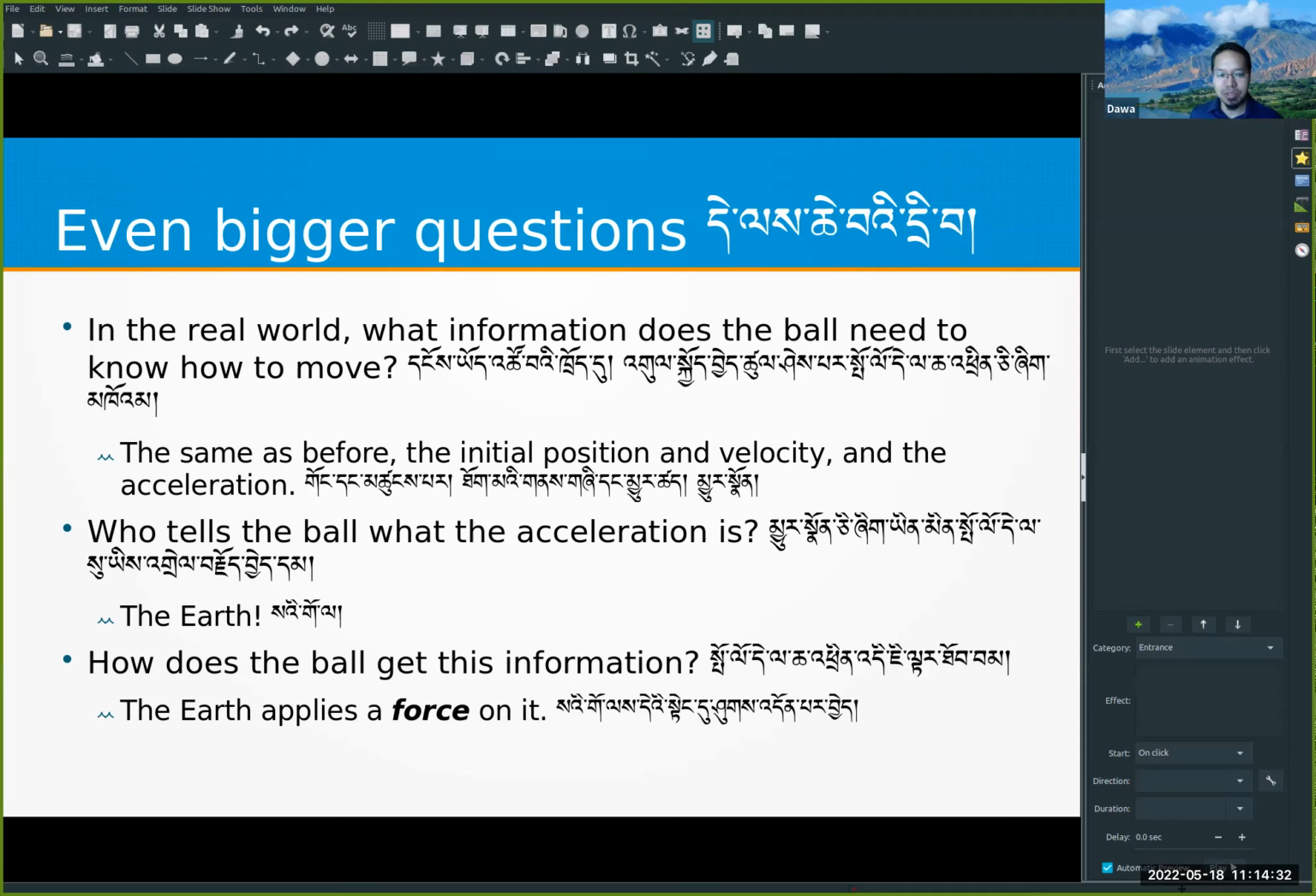Just like all the computer needed to know in order to draw the animation was the acceleration.